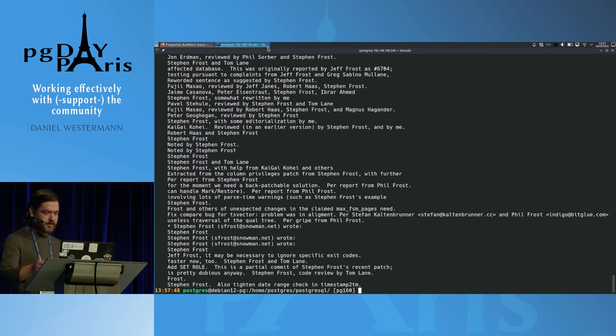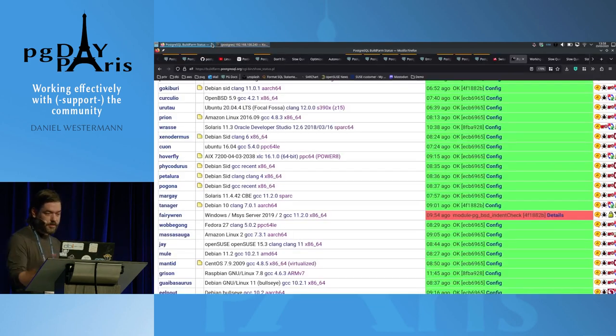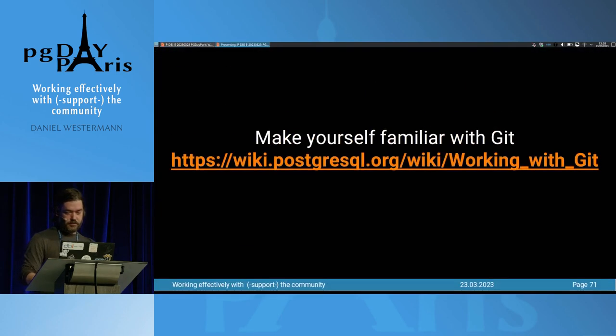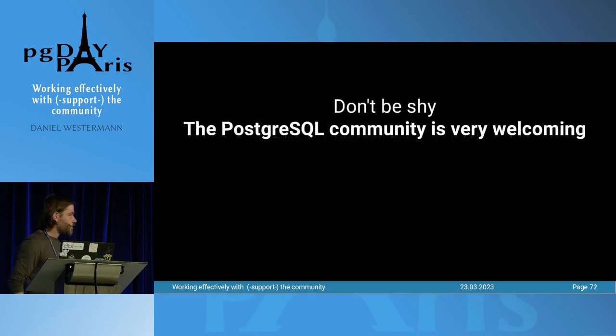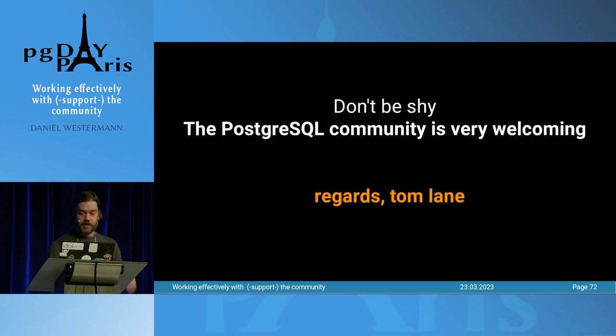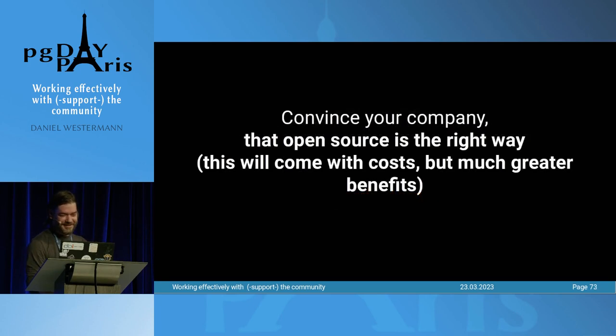This is how you can test the latest commits. And this is also something which helps. Test them, report back what you found to help the final committer in deciding if it's worth the commit or not. And Git is important. So finally, don't be shy. You see the community is very inclusive. Everybody's welcome. Regards Tom Lane, this you will see all over the places.